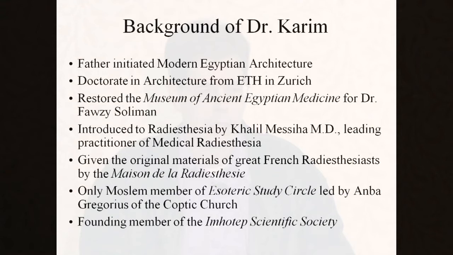And so, again, Dr. Karim has been initiated into a great deal of knowledge from many different traditions around the world. Now, Dr. Karim was also a founding member of a group called the Imhotep Scientific Society, which was an organization begun in the early 1970s by Yahya Cossack in Saudi Arabia as an organization to collect esoteric knowledge from around the Middle East and bring together researchers from around the Middle East to share their knowledge together. And so Dr. Karim has been involved with this research and sharing activity now for 40 years.